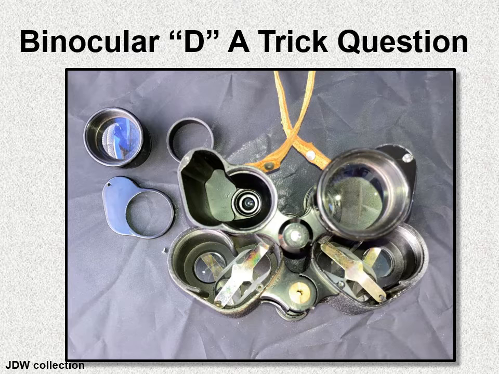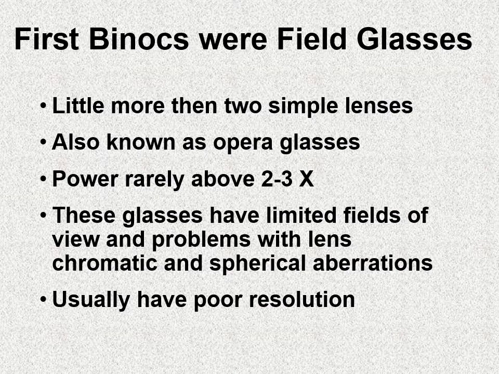That's called a field glass. Two simple lenses, also known as opera glasses. The power rarely gets above 2 to 3 power, although the binoculars I have are 7x35s. They have limited fields of view, very, very small field of view. And the lenses usually have a lot of aberrations, especially around the edge. They usually have very poor resolution. But the first binoculars were field glasses. These are not birding binoculars.